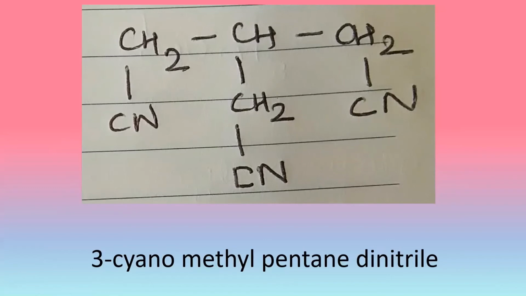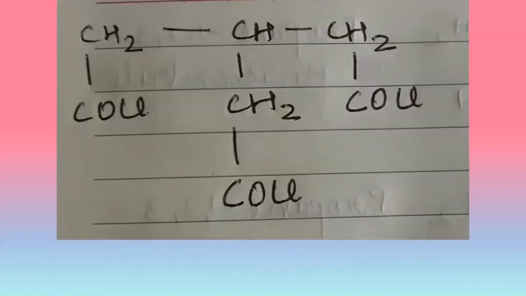3-cyano-methyl for the substituent that's attached on the third carbon, pent for the main parent chain because it has 5 carbon atoms, with saturated bonds, so it's ane, and dinitrile for the two cyanide groups present on the terminal ends. You can even name it as 3-cyanomethyl pentane 1,5 dinitrile. It's your wish, it's not necessary to always write down the numbers in this dinitrile case. For both the cases, you will get marks.